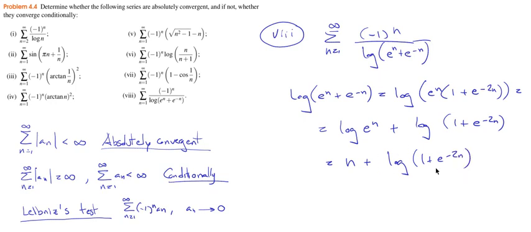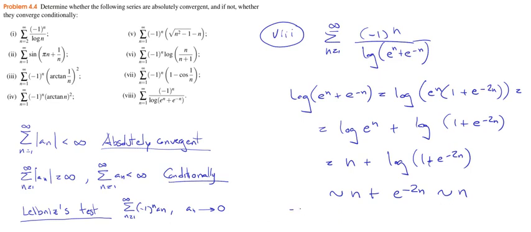When n is very big, e to the minus 2n is going to be very small. So you could say this is asymptotically equivalent to n plus e to the minus 2n. But e to the minus 2n is negligible with respect to n when n is very large, right? So we can say this is asymptotically equivalent to n.